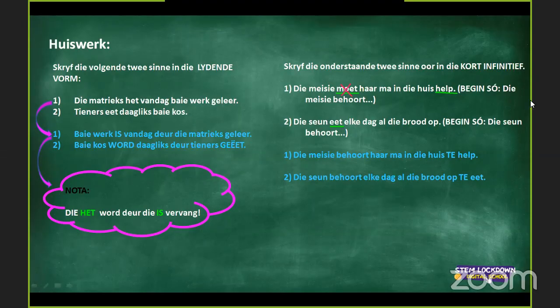So I'm going to write like they've said I should start. Die seun behoort. Then I write down the rest of the sentence. Elke dag al die brood op. I add my te, and my verb then moves to the end of the sentence. Goed, so die seun behoort elke dag al die brood op te eet. Reg. Okay, so that was just a quick recap of the basic language that we did yesterday.